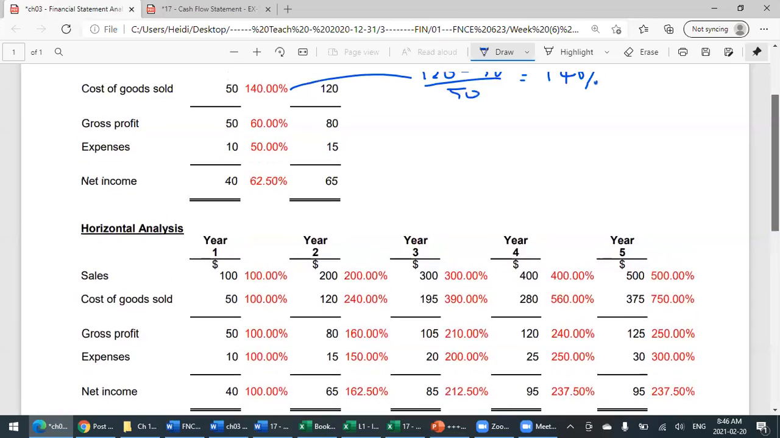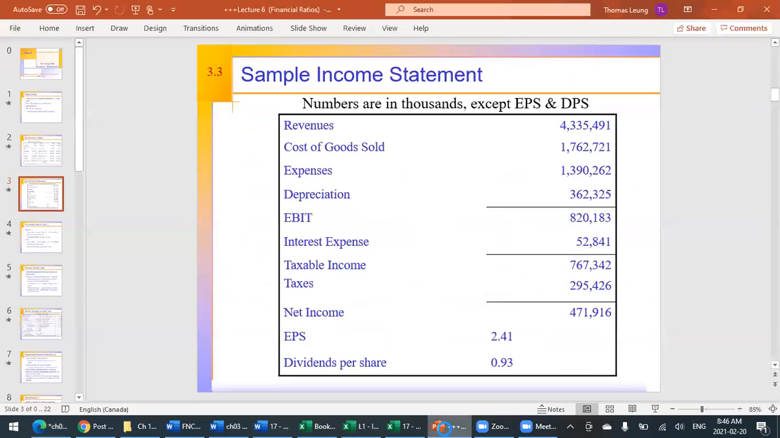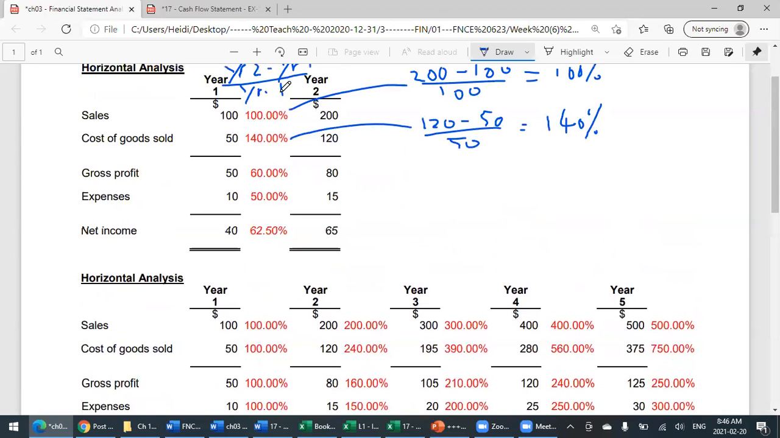So, which one? Okay, you mean the PowerPoint slides, or which one? I'm not sure which one you're referring to. This percentage, the 100%, 140% increase? Yes, this one. Can you find it, or you cannot find it?